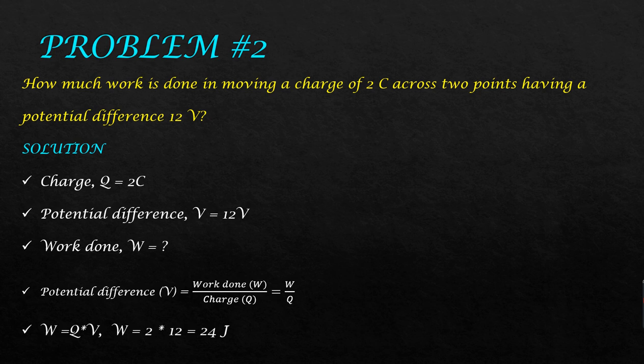So W is equal to Q into V. That is, Q is the charge and V is the potential difference. So we can find the work done in moving this charge to get the potential difference as 12 volt. So I'm just doing it. That is, you get 24 joules, which says that 24 joules of work is done to move this charge of 2 coulomb from one point to the other point, which produces a potential difference of 12 volt.